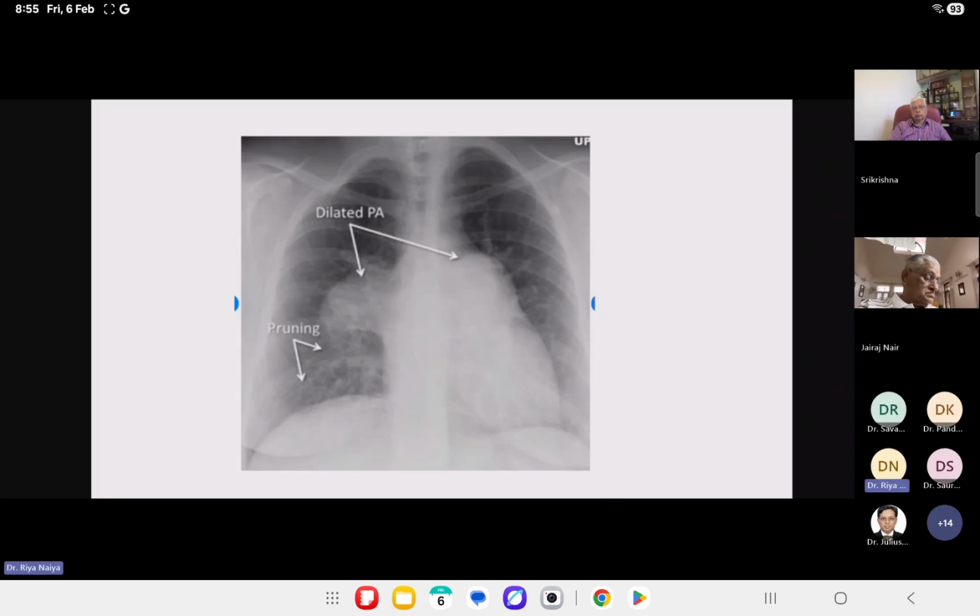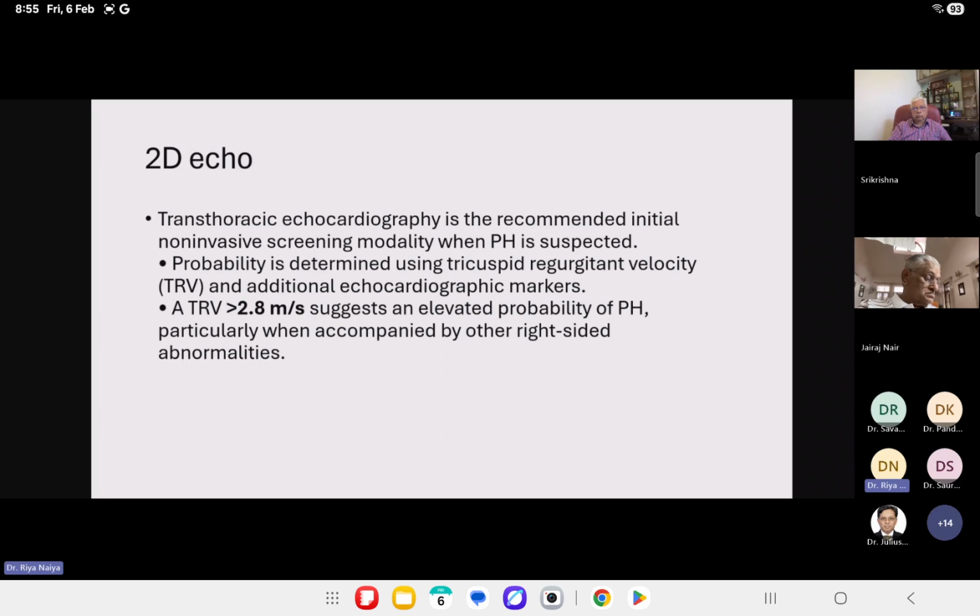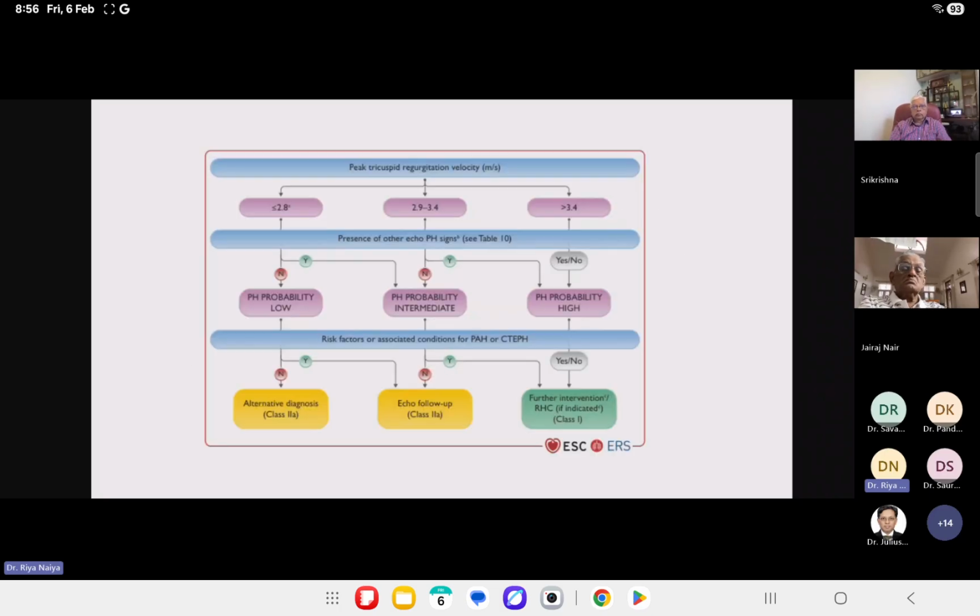Coming to 2D echo, transthoracic echocardiography is recommended as an initial non-invasive screening modality when PH is suspected. So what we measure is the tricuspid regurgitation velocity, which when it is more than 2.8 meters per second, suggests elevated probability of PH, particularly when it is accompanied by other right-sided anomalies. So this is the usual flowchart that is used when it comes to identifying pulmonary hypertension with TRV. So if it is less than 2.8, then we look at presence of other echo PH signs. These other echo PH signs could either be from the ventricles, pulmonary artery, or the IVC.